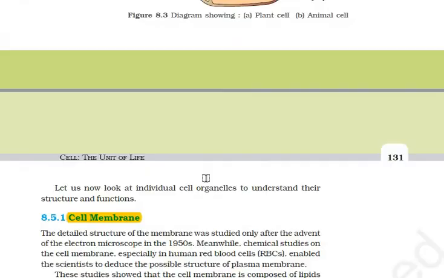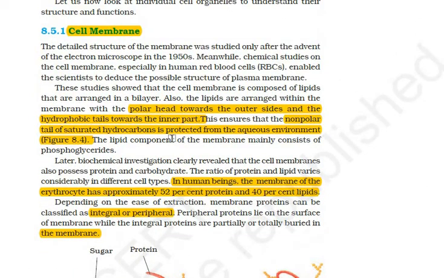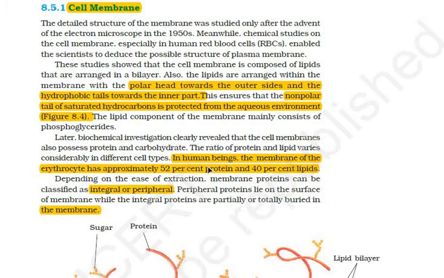If I say from NCERT what you should know, extensive study was done on the plasma membrane of RBCs, and in the plasma membrane of RBCs there are 52% proteins and 40% lipids. And you should know that from bacteria to human beings, in all cases the cell membrane is similar.